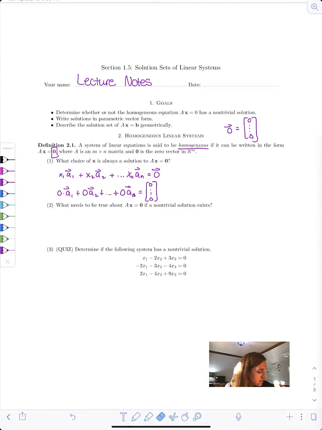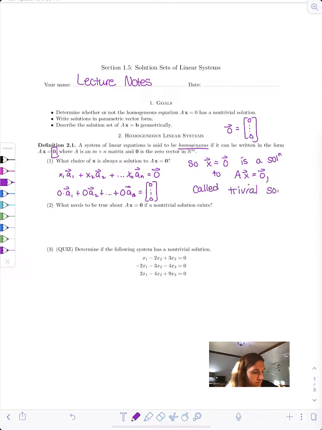So this tells us that the vector x equals 0 is in fact a solution to the homogeneous equation AX equals 0, and it's called the trivial solution. If we talk about a non-trivial solution, that means a solution other than 0. So AX equals 0 always has the 0 vector as a solution, but we sometimes want to find other values of x. Let's think about what needs to happen if we want a non-trivial solution to exist.